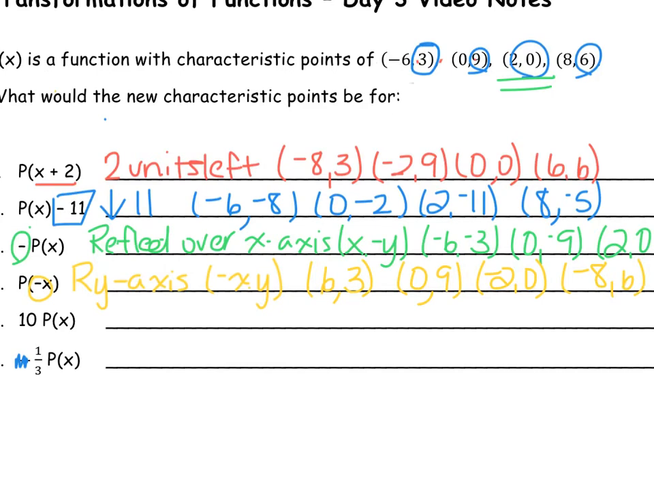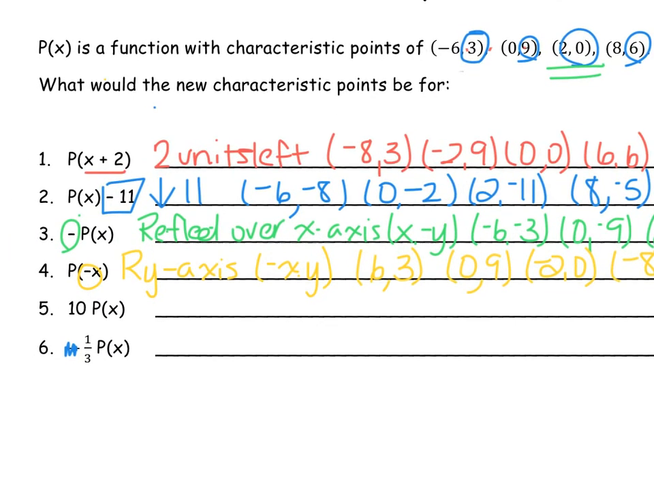So let's just go back and recap for just a second. An x plus 2 inside the parentheses means a shift of 2 units to the left. The negative 11 is going to affect our range, so our range was decreasing by 11. A negative in front of the function is a reflection over the x-axis, so our x values stay the same and our y's become opposite. And then p of negative x will reflect it over the y-axis. X becomes the opposite and y stays the same.